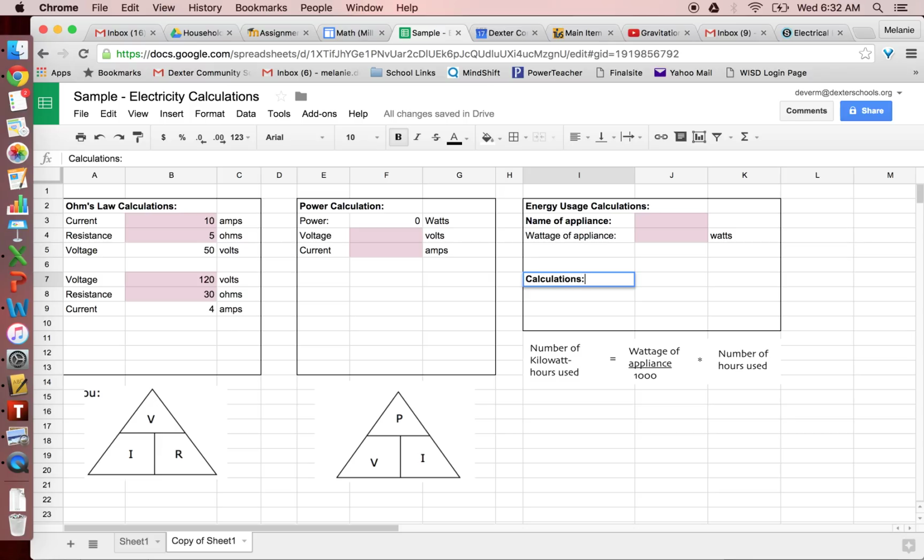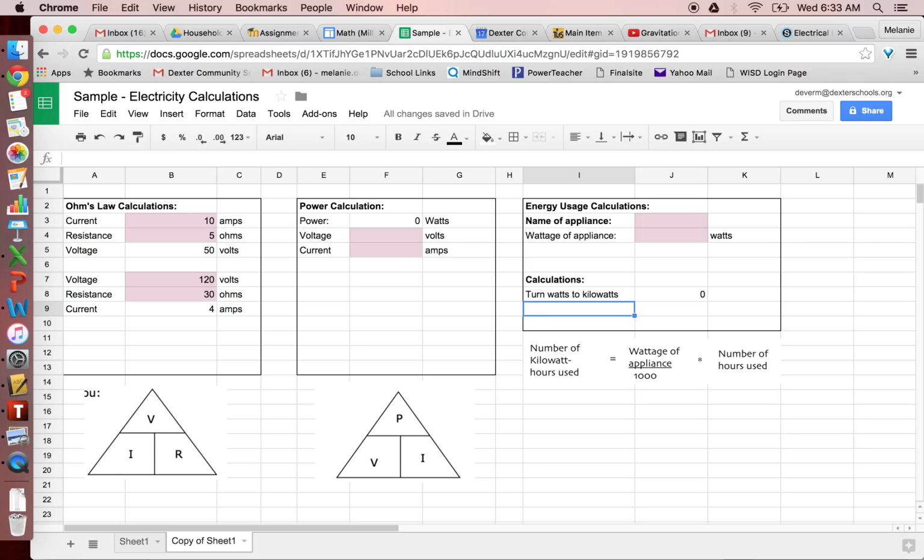This little heading here is just telling me that this is where my calculations go. So the first calculation that I'm going to do is turn watts to kilowatts. Notice that I type in here what exactly it is that this calculation is doing. So to turn watts into kilowatts, I take the wattage of the appliance and divide it by 1,000. So in this formula, I'm going to take the wattage of the appliance that I typed in this pink box up here and divide it by 1,000. That 1,000 never changes. That's not a variable quantity. Turning watts to kilowatts is always dividing by 1,000. So I can just type that 1,000 in.